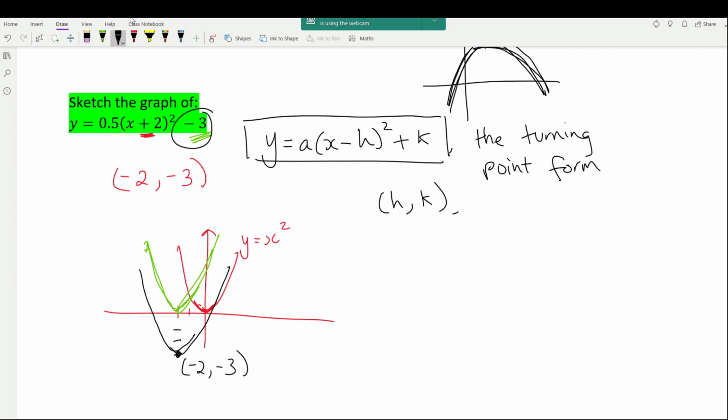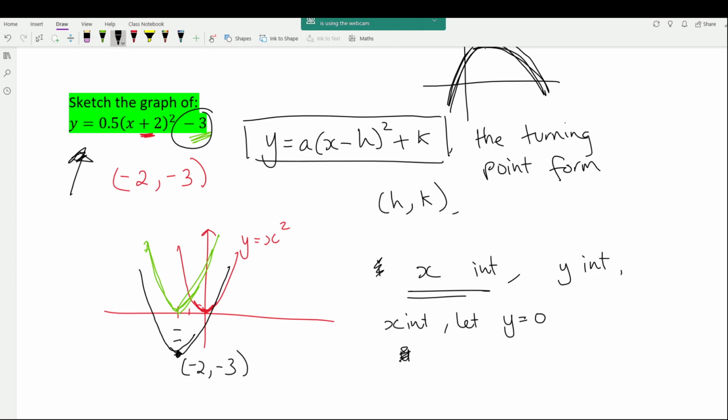Now what we need to do is identify the x-intercept and y-intercept. Let's work out what the x-intercept is. Similar to finding the x-intercept for linear graphs, we let y equal 0. So when finding the x-intercept, let y equal 0. This equation here will become 0 equals 0.5 (x plus 2) squared minus 3.